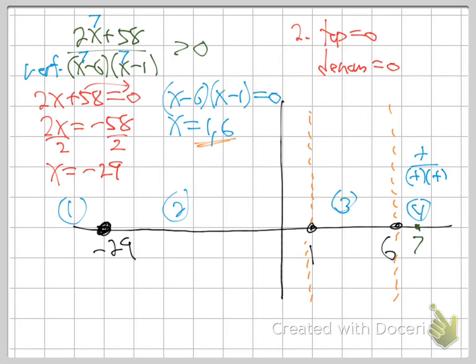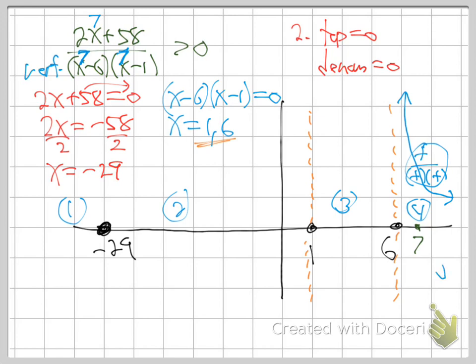So if you plug in 7, you can see right there, 2 times 7 is 14, add 58. It's positive. I don't care what the number is. And the bottom, 7 minus 6, that's positive. 7 minus 1, that's positive. It's positive over positive times positive. It's positive. So that means the graph is up. It's a vertical, so I know it's going up like that, but it's above.